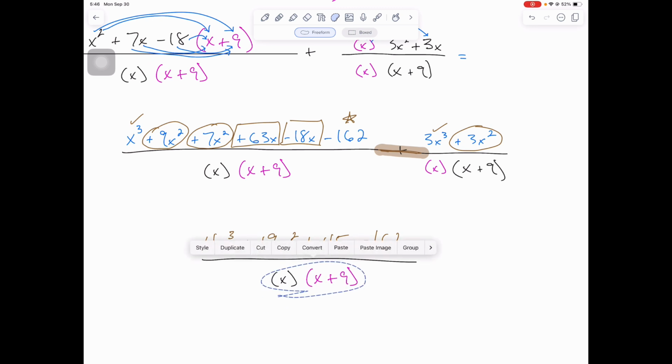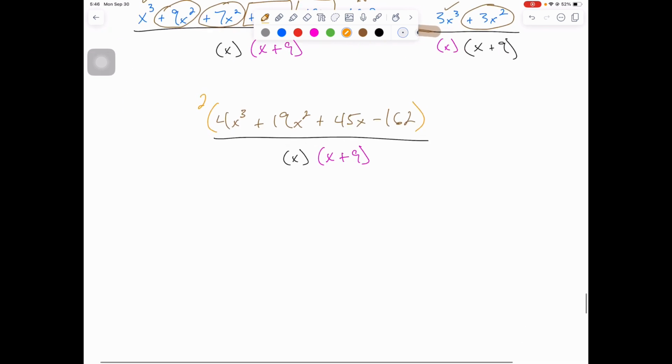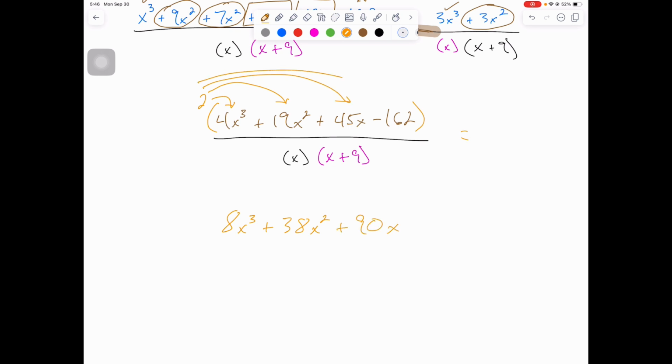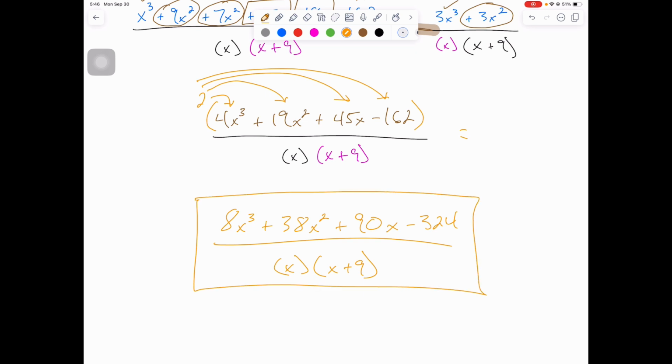Now, we've added 2 sides, but we have not added all 4 sides. What can we do? We can multiply our numerator by 2, giving us, yes, 2 times 4x cubed equals 8x cubed. 2 times 19x squared is 38x squared. 2 times 45x is 90x. And 2 times negative 162 is negative 324. Set that over your x times x plus 9. You have a perimeter. Go ahead and box your answer.